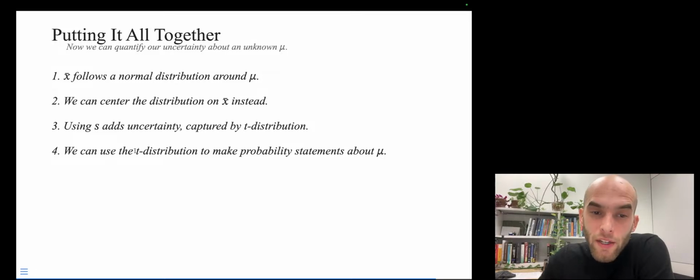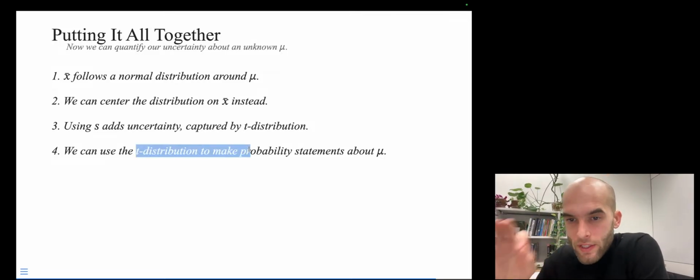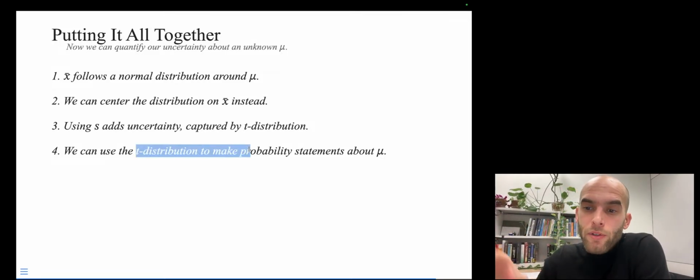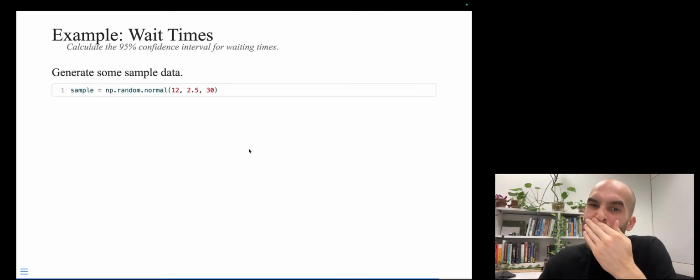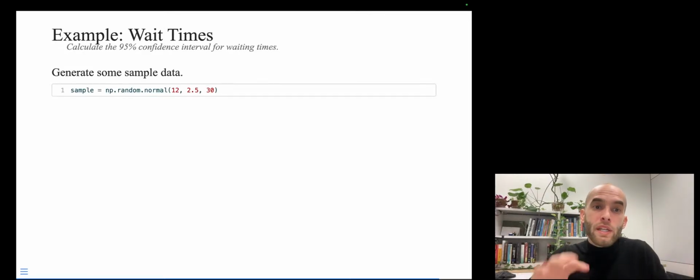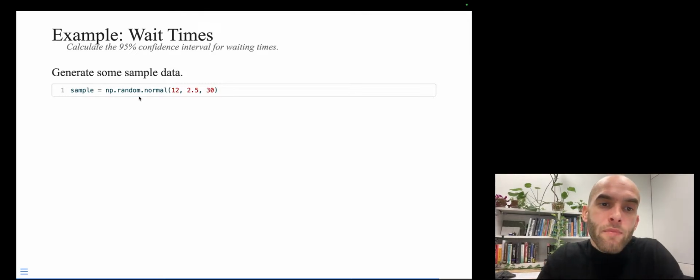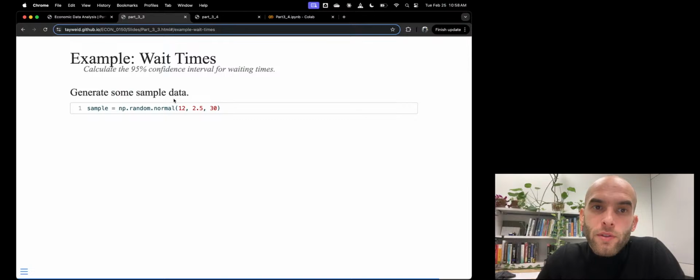And then from here, we can then use the t-distribution to make claims about the truth. Okay, and so we're going to walk through this example. We didn't have time to do this in class, so I'm going to do this here, and then we're going to get into 3.4, which is actually using this to make claims about hypotheses.